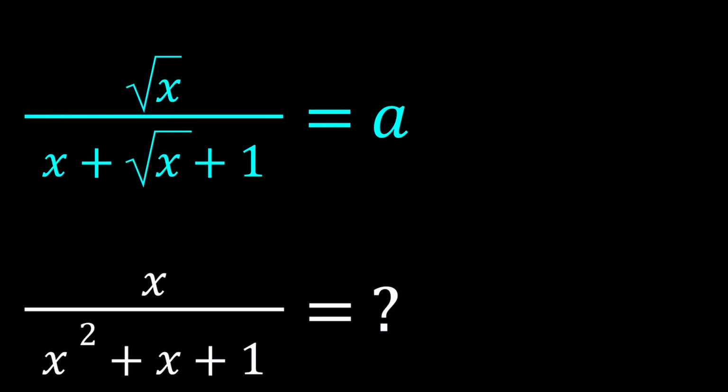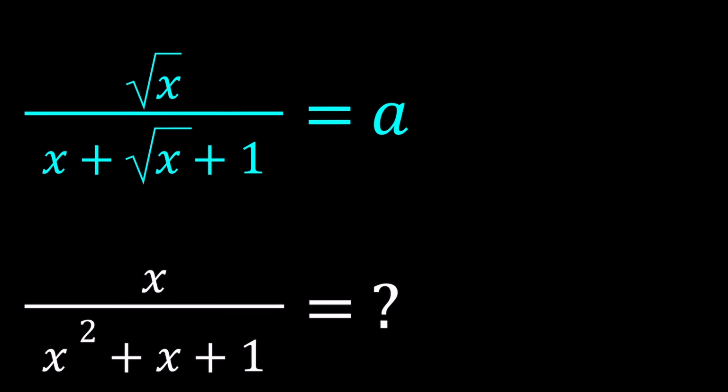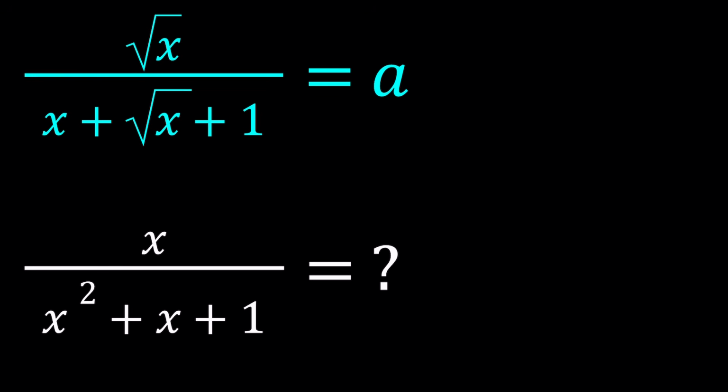Hello everyone. In this video, we're going to be solving a problem with radicals. We have a rationally radical or radically rational expression: square root of x divided by x plus square root of x plus 1 is equal to a. And now we're going to be solving for the second expression in terms of a. In other words, the first one is given as a. We need to now evaluate this expression in terms of a because they are related, right?